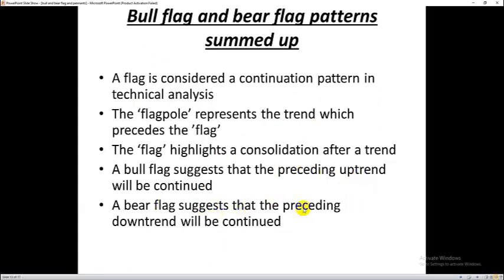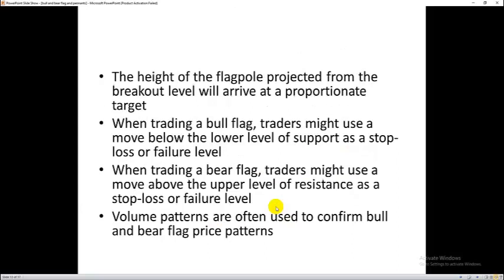So a bear flag suggests the preceding downtrend, we'll explain this. Volume patterns are often used to confirm bull and bear flag price patterns. What did I explain about volume? I said that when the pole is being formed, that sharp move that will happen and be very long, there will have to be a serious volume increase that will push the market to that place. Now during the consolidation, there has to be a volume decrease. Okay, that confirms to you.